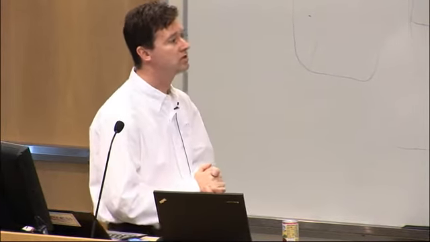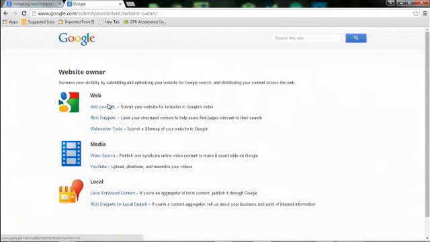So the first thing I would do is go to Google, and I would submit that site to Google. As the website owner, you can submit that website. Add your URL. So what does that do? Well, it puts that site into Google's list of domains to send their spider bots out to search your site and find all the content.